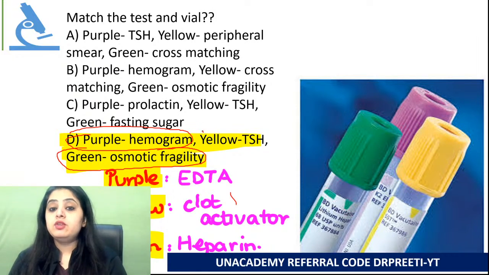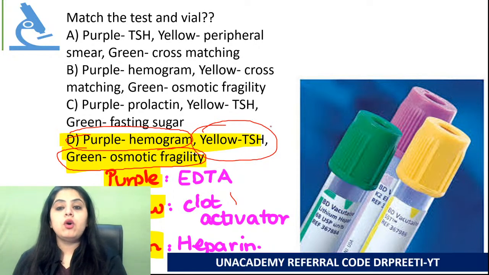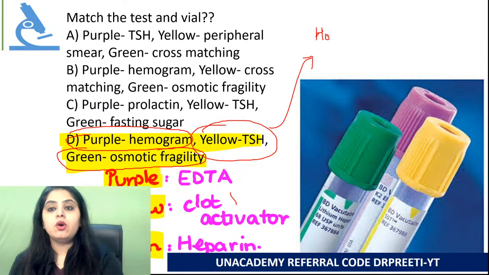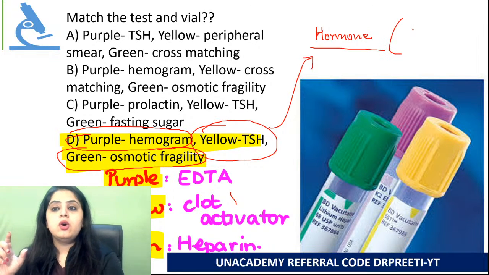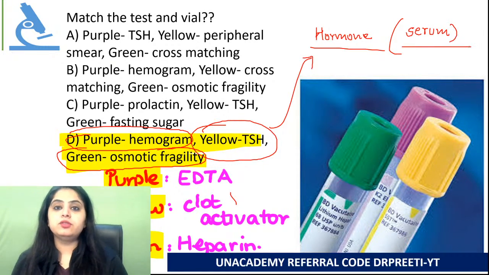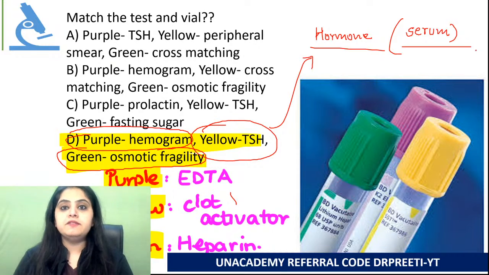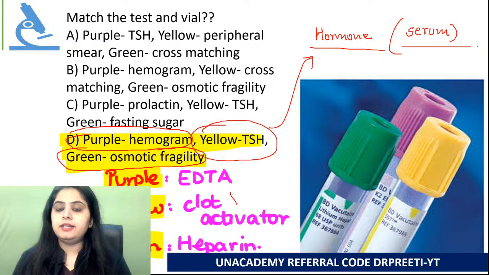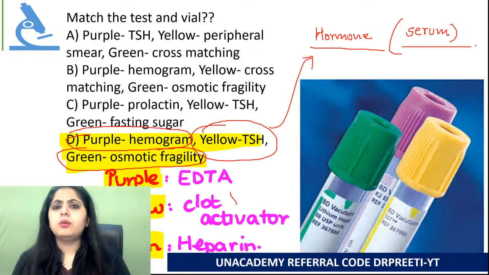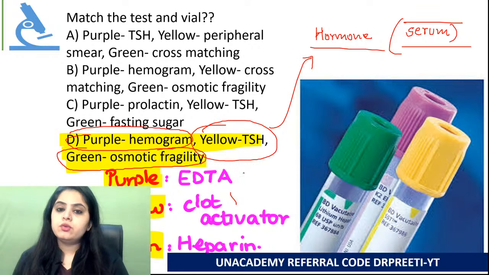And the yellow vial, where you want the clot to happen, is for all your hormone studies. Because in hormone studies, are you interested in whole blood or in the serum? You are interested in serum. If you want to do T3, T4 thyroid hormone testing or TSH or maybe a prolactin or any other hormone, you are interested in the serum. So in that case, you're going to use the yellow vial.